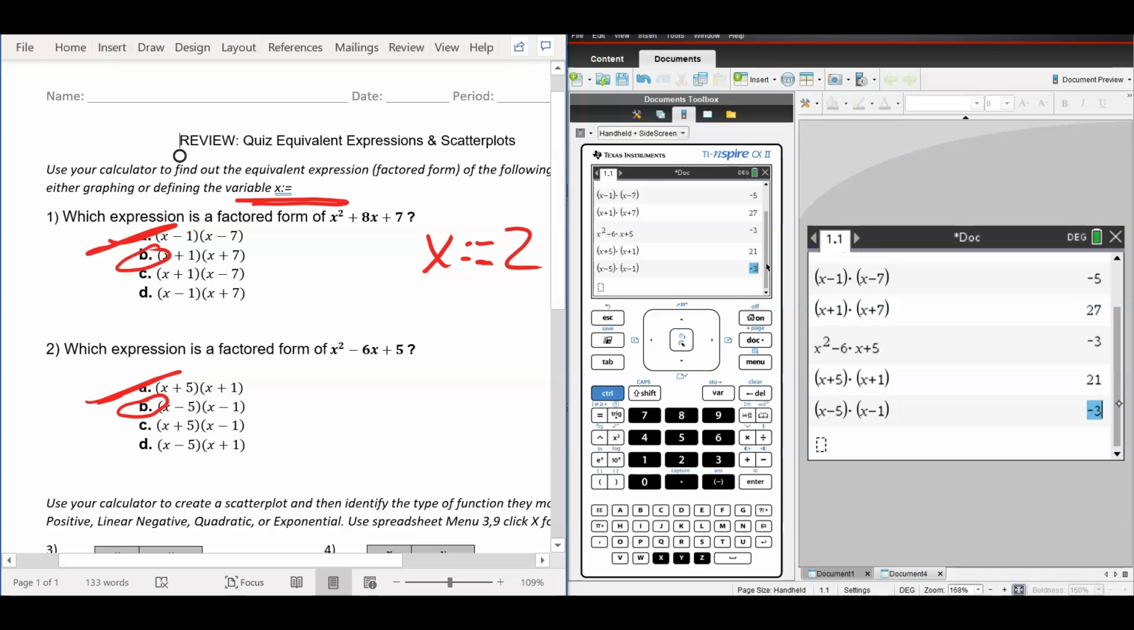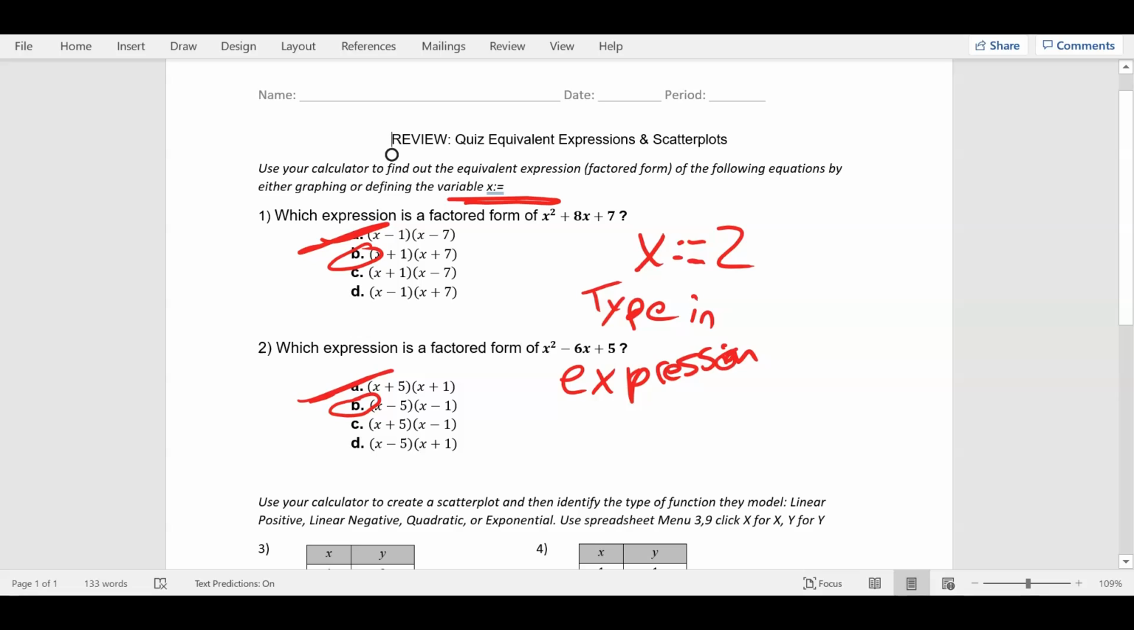No? Okay. So here's the deal. You can define and then type in the expressions. That's one way to do it. Or you can graph and match them up. Okay? Now, everyone have a plan today to do numbers 1 and 2 that are very similar to this. You're either going to graph them and see which ones match, or you're going to do the defining and see which one gives you the same number. Cool? Okay, now 3 and 4.